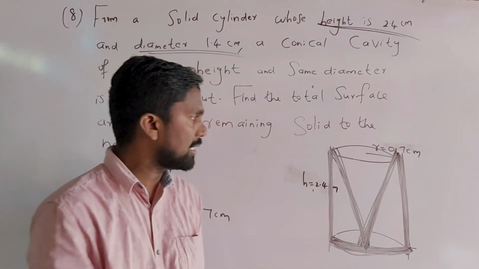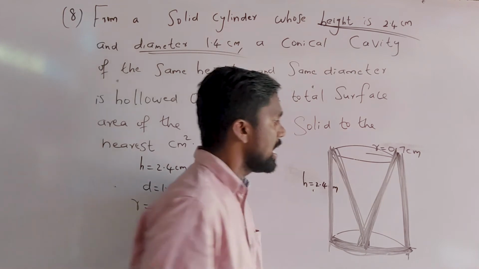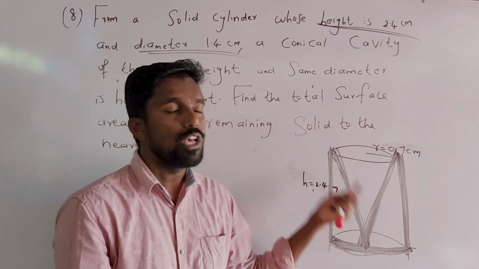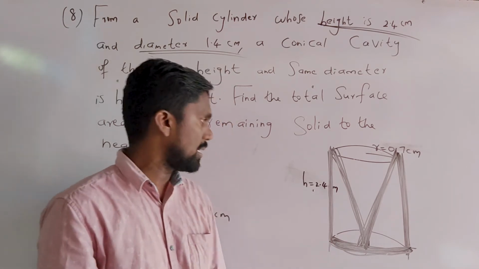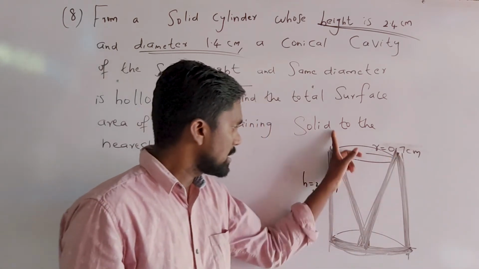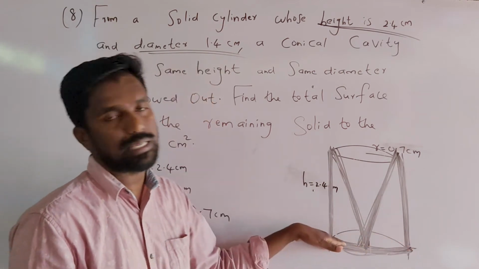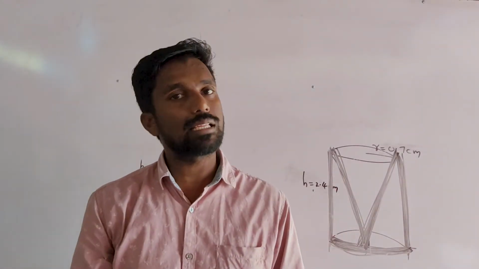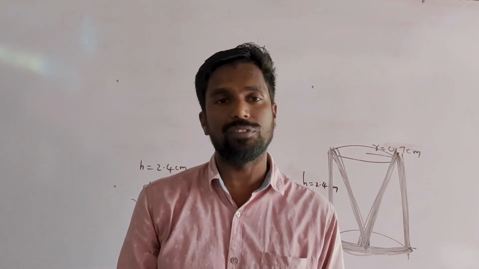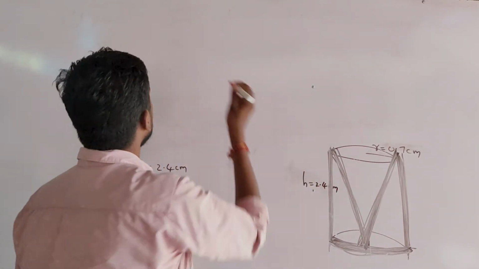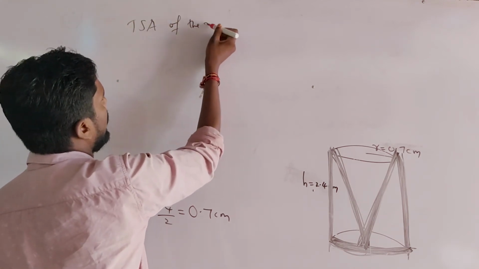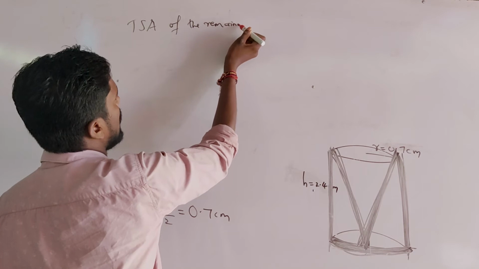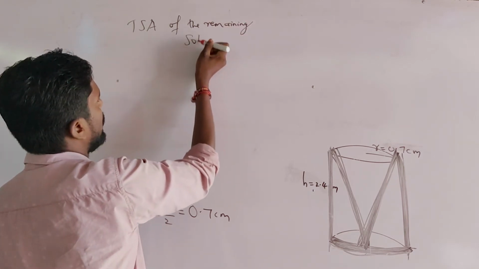That means after taking out a conical cavity, the remaining solid is like this. So the surface area of the remaining solid means CSA of cylinder, CSA of cone and base area of the cylinder. So we have to find out the total surface area of the remaining solid.